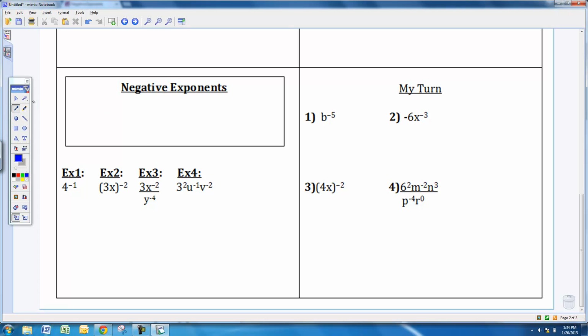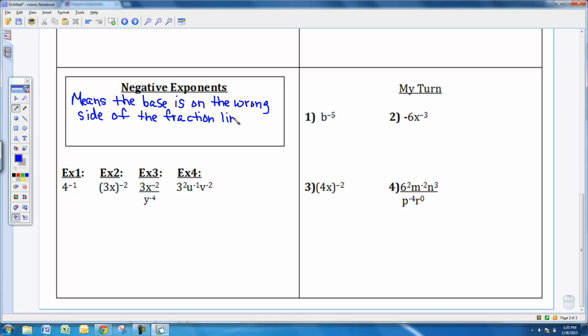So a negative exponent means the base is on the wrong side of the fraction line.